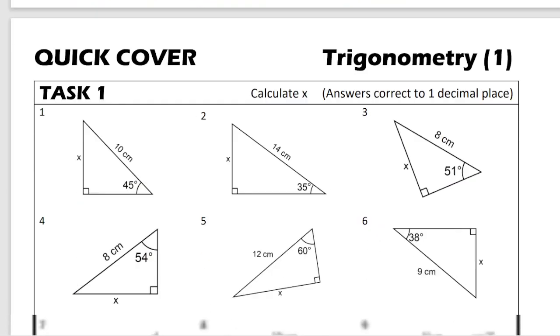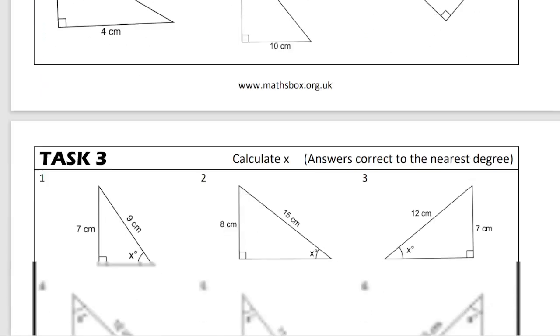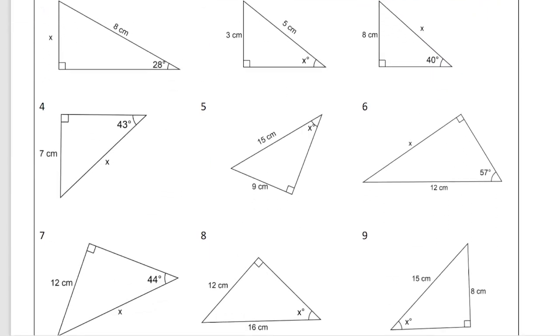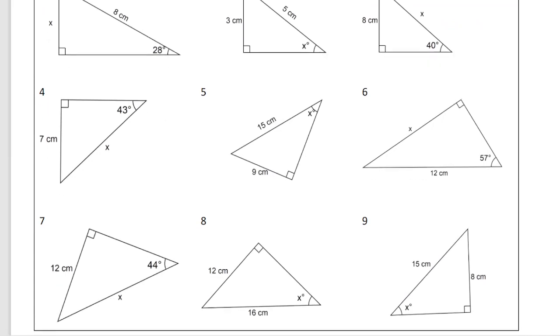Once you've done task 1, task 2 and task 3, task 4 is exactly the same, but this time we don't know which one we're using. It's either going to be task 1, task 2 or task 3. You're either finding the opposite like we are doing here, you're finding the angle like we are doing here, or you're finding the hypotenuse as we are doing on question 3. Hope you're going alright, and we'll see you tomorrow.